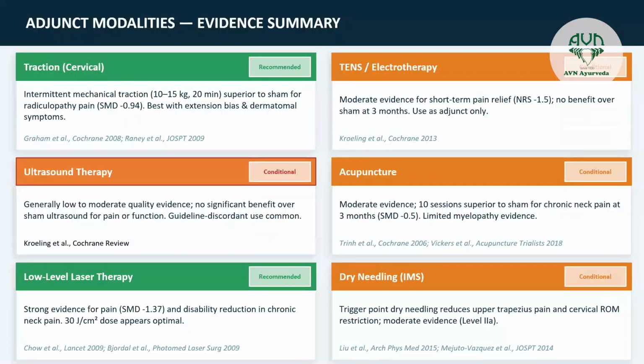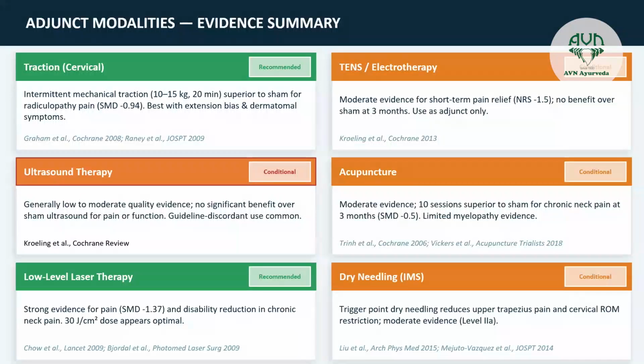And low level laser therapy, that is very beneficial for the patient. It has given immense effectiveness in reducing the pain and disability in chronic neck pain cases. And it has been applied widely along the clinics and the hospitals as well from phase 1 itself. So the dosage can differ according to acute and chronic cases. But again, for optimal cases, we can give 30 joule per centimeter square.